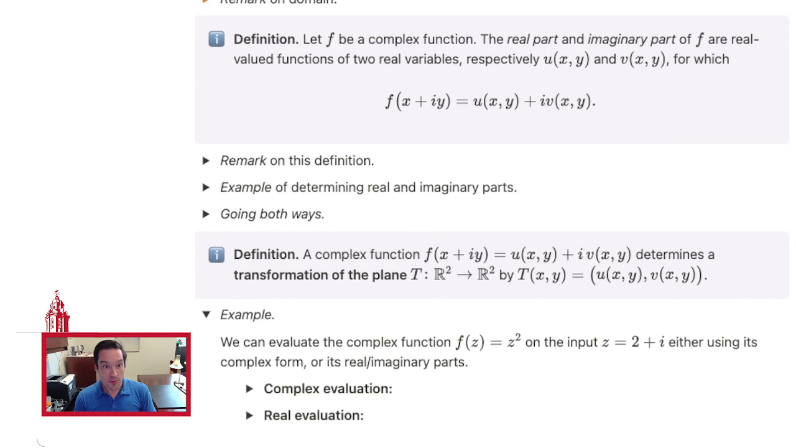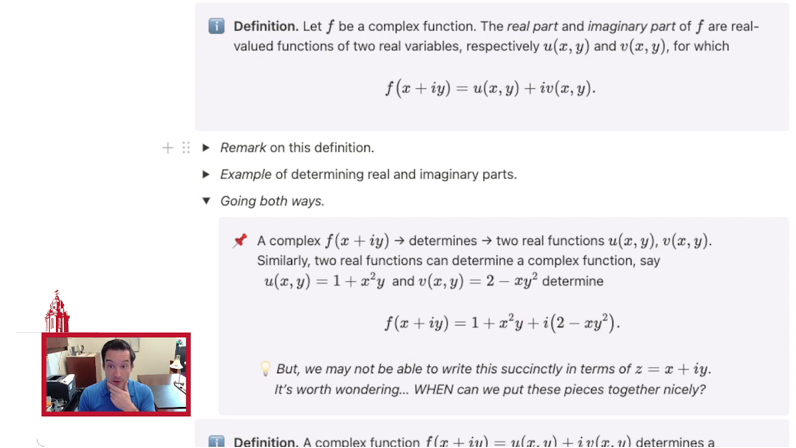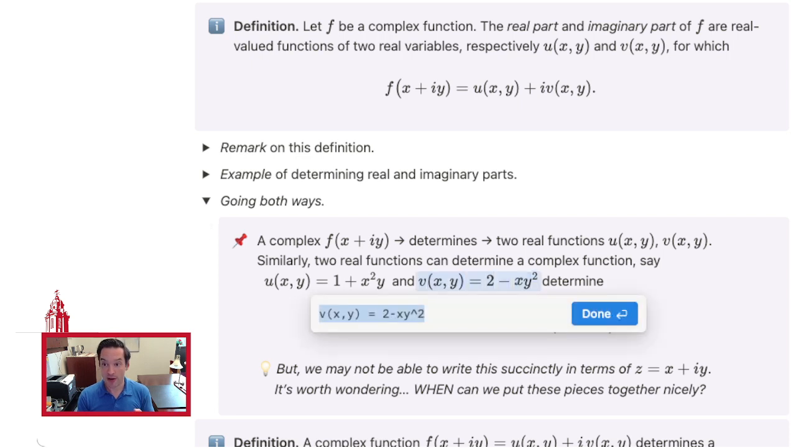And this road actually runs both directions, kind of, right? We've seen how to take a complex function and determine the two real functions, which are its real and imaginary parts. But can I also go the other way? If you give me a pair of real valued two variable functions, can I piece those together and make a complex function? Absolutely, right? You give me u of xy equals 1 plus x squared y, and v of xy is 2 minus xy squared.